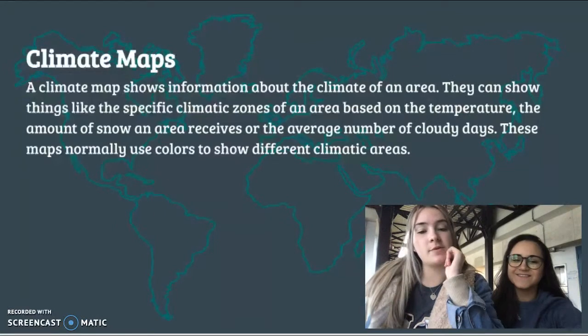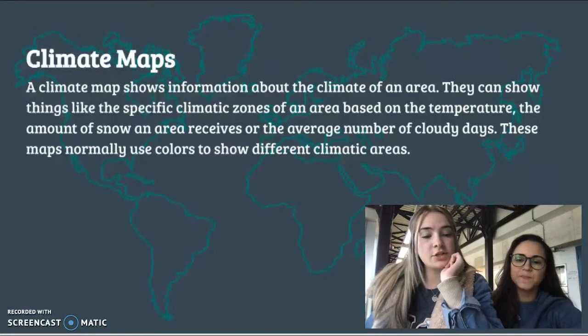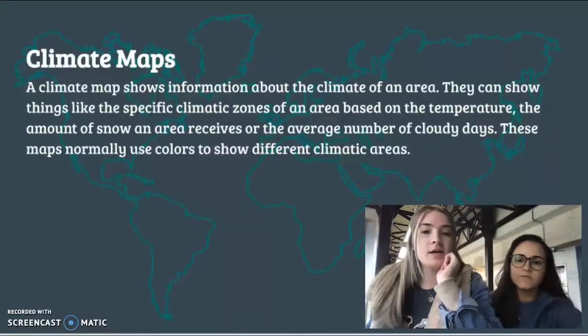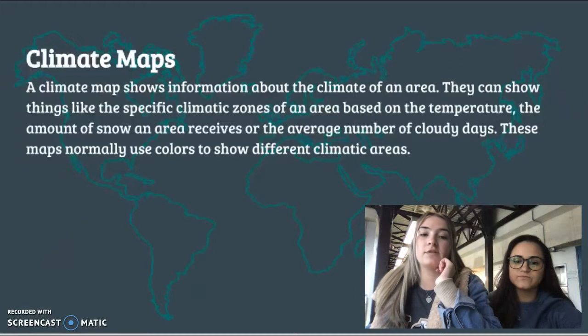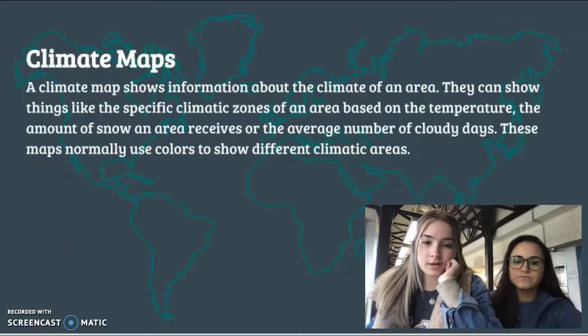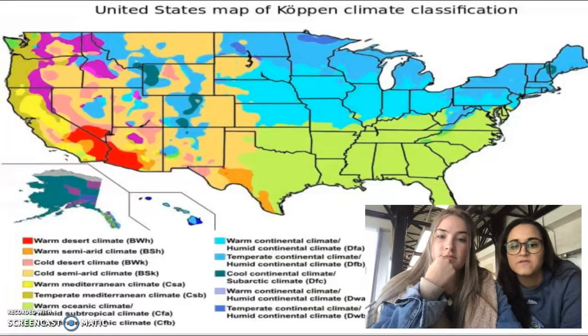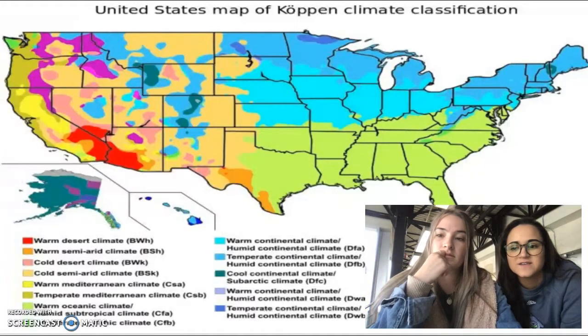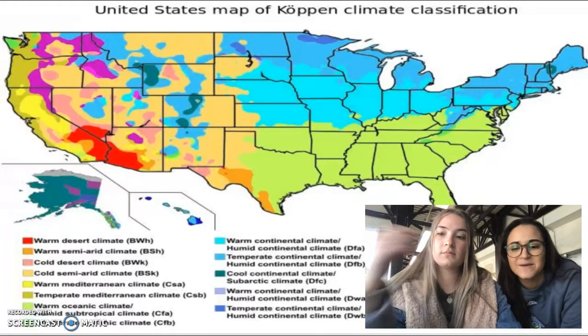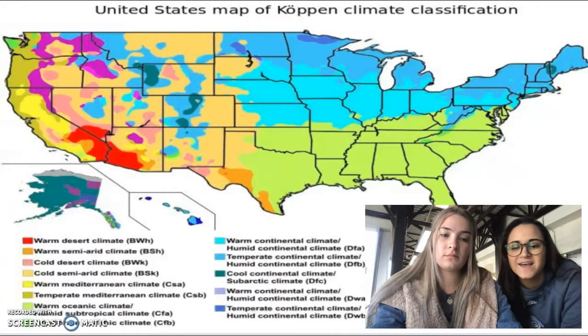This map is a climate map, and that shows information about the climate of an area. It can show things like specific climatic zones of an area based on the temperature, the amount of snow an area receives, or the average number of cloudy days. These maps are normally using colors to show different climatic areas. As you could see on this map of the United States, on the northeast side, it is a warm continental climate. Southeast is temperate oceanic climates. And on the west coast, there is warm Mediterranean.